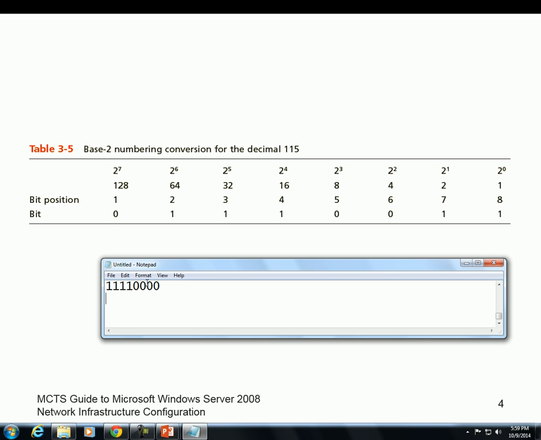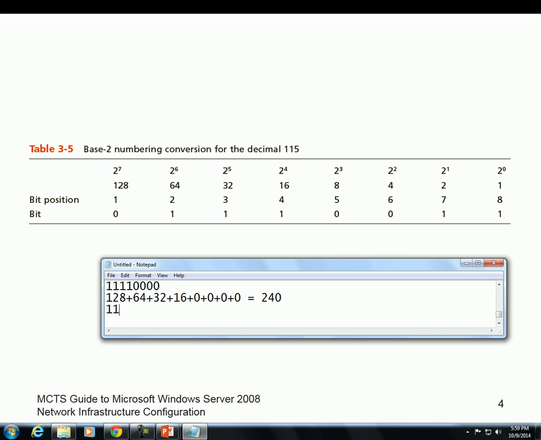Someone said 128 plus 64. Okay, does everybody see how he's getting that? So if I have a 1 at this position right here, I need 128 plus 64 plus 32 plus 16 plus 0 plus 0 plus 0 plus 0. Just happens to be 240. I worked with that one so long. That was actually my subnet. So that's why I know that one so well.